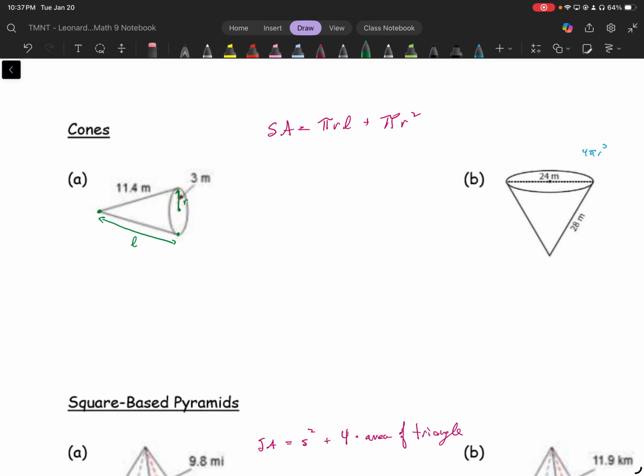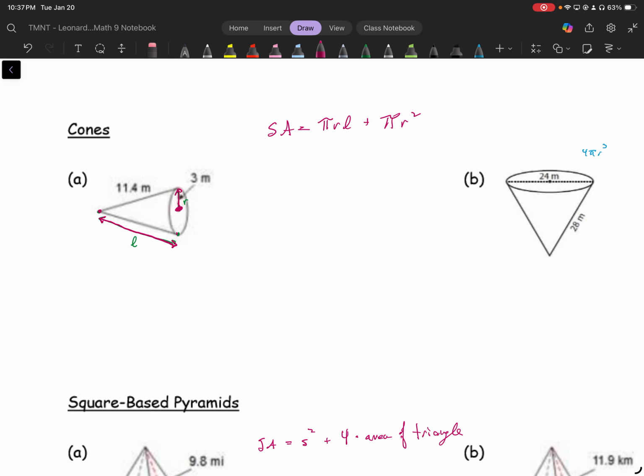So now we're going to take a look at the surface area of a cone. The surface area of a cone is pi r times L plus pi r squared, where the r stands for the radius, that is the distance from the middle of the base to the edge, and L is for the lateral length of the cone, basically from the tip to the base.